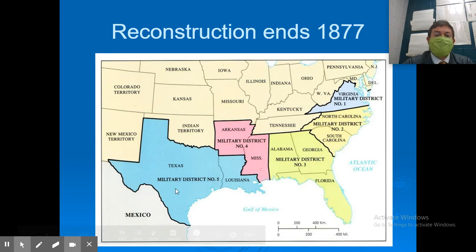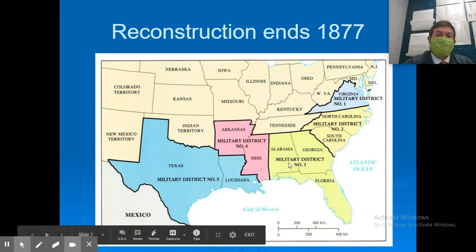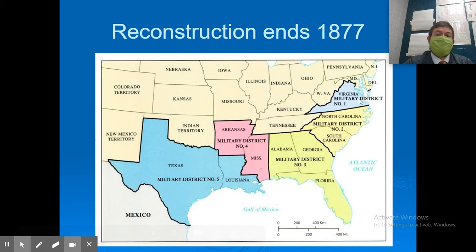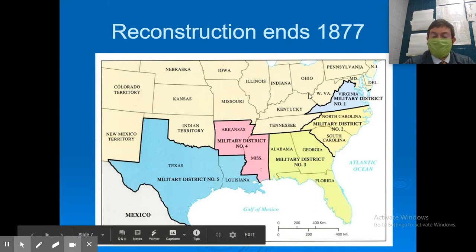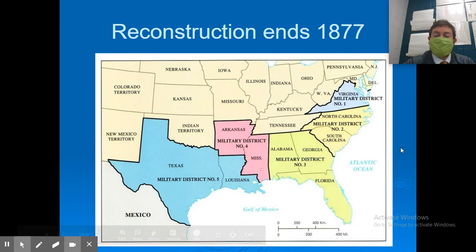But during Reconstruction, all of these southern states were under military jurisdiction. So there's military district number 1, military district number 2, 3, 4, and 5. So basically, the U.S. Army was in here over all of these states.